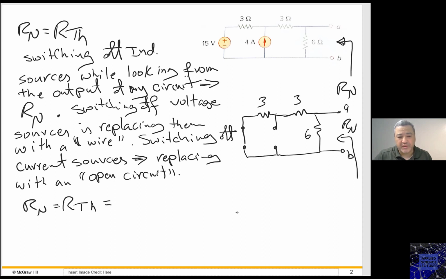Can somebody tell me? Yeah, go ahead. One of the 3 ohm resistors and the 6 ohm resistor are technically in parallel, but the other third one is in series with those two. So tell me which ones are in series and which ones are in parallel. The 3 ohm resistor to the right and the 6 ohm resistor are in parallel. And the other 3 ohm resistor to the left of that is in series with the equivalent of this parallel circuit. So I don't agree with you.